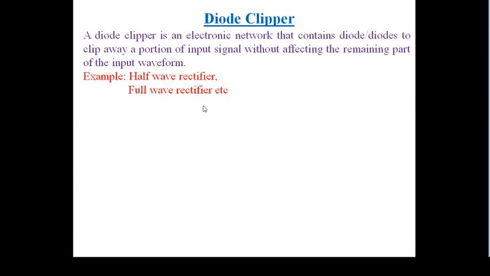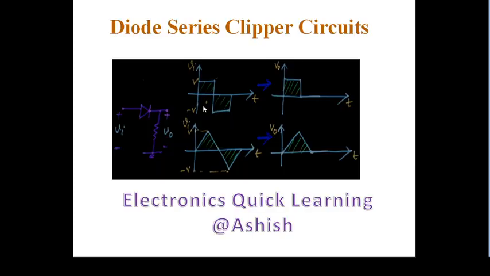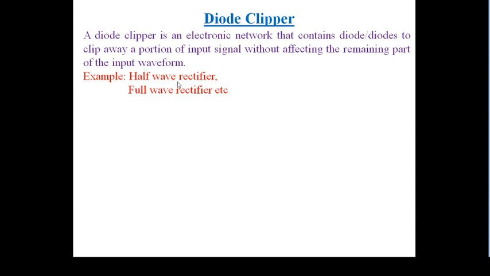So now we will start with the diode clipper. A diode clipper is basically an electronic network that contains a diode. It may have more than one diode to clip a portion of an input signal without affecting the remaining part of the input waveform. In the first slide, what we showed is that the positive part of the input signal remains the same, but the negative half of the input signal is discarded with the help of the diode. So our example for this type of clipper is the simplest example, half wave rectifier and full wave rectifier.